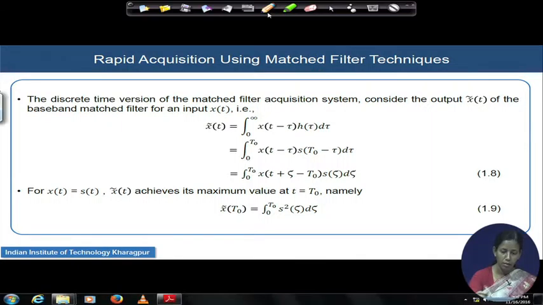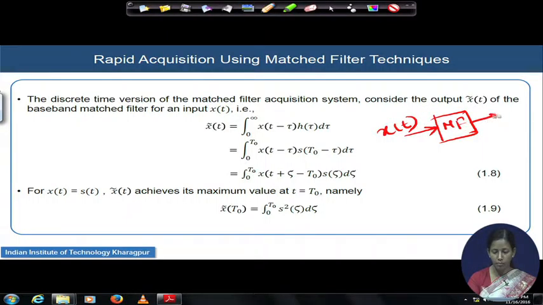Let us consider a matched filter where the input is given as x(t), and at the output of the matched filter we get a signal called x tilde (t), say. From the fundamentals of the matched filter, x tilde (t) will be given by the integral of x(t minus tau) multiplied by h(tau) d tau, if h(tau) is the impulse response of the matched filter.